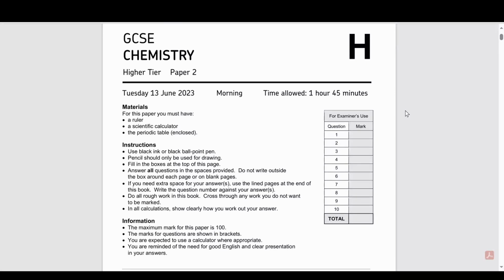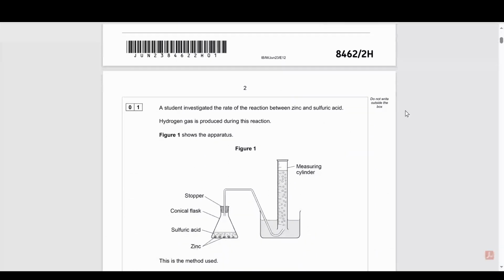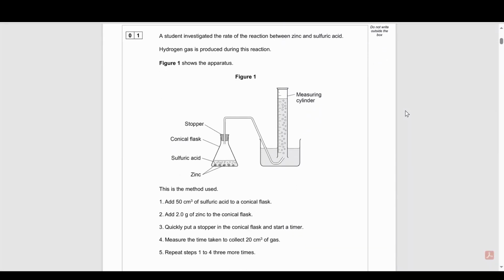This will be a walkthrough of the AQA GCSE Chemistry 2023 Higher Tier Paper 2. Question 1. A student investigated the rate of reaction between zinc and sulfuric acid. Hydrogen gas is produced during this reaction. Figure 1 shows the apparatus.